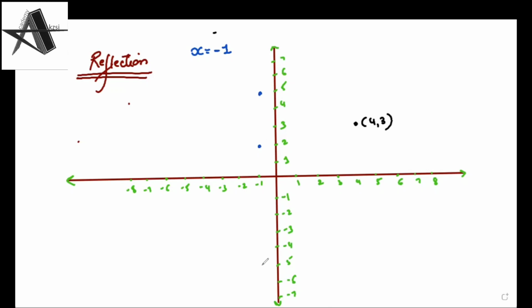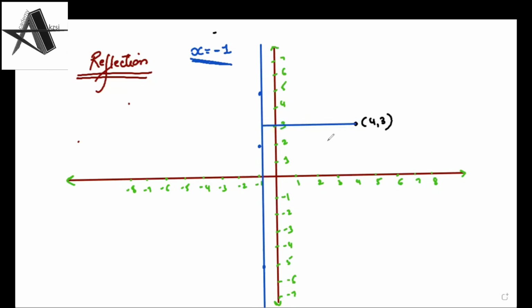It can be -1, -5, which means clearly it's a straight line parallel to the y-axis, but it's passing through x equals -1. So a straight line that will pass through x equals -1 will be this line. You can clearly see it's a straight line parallel to the y-axis and passing through x equals -1. Now the same thing, I have to draw a perpendicular from the point to the mirror line.